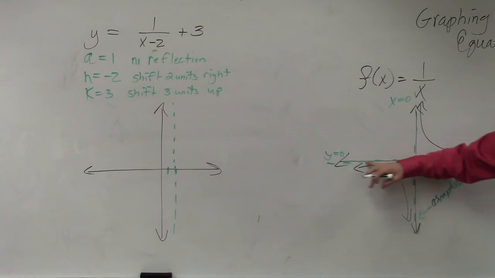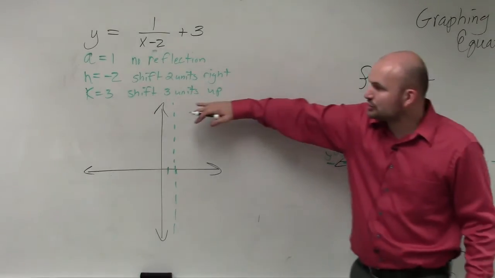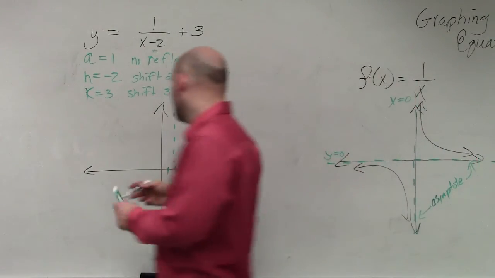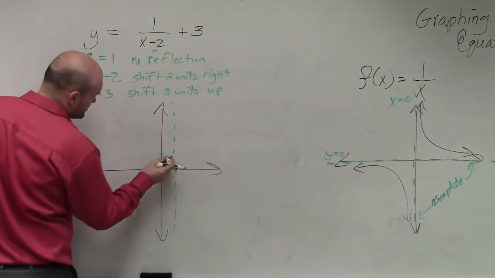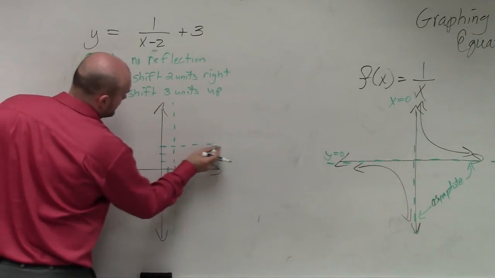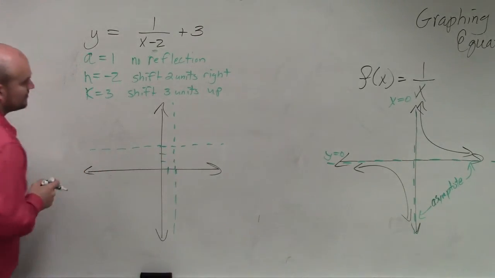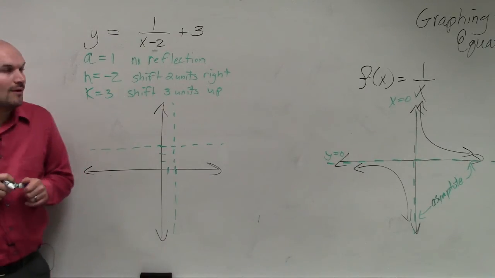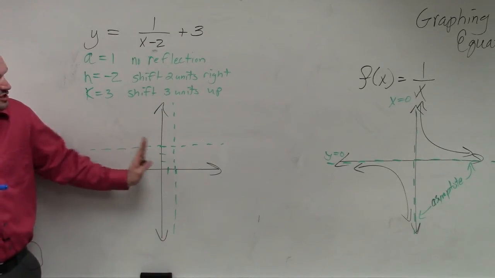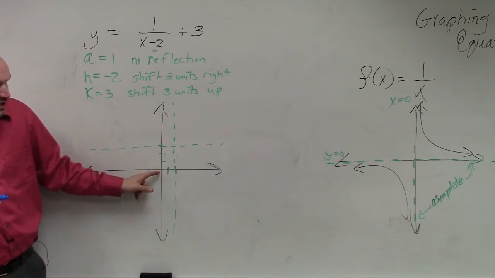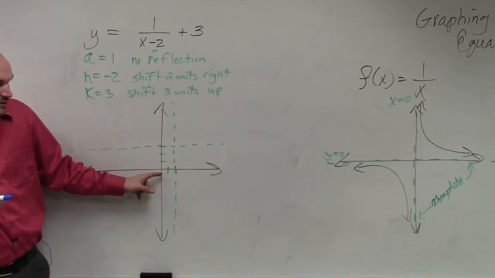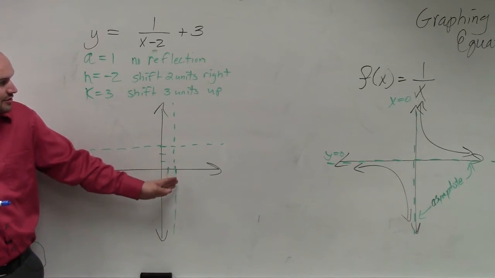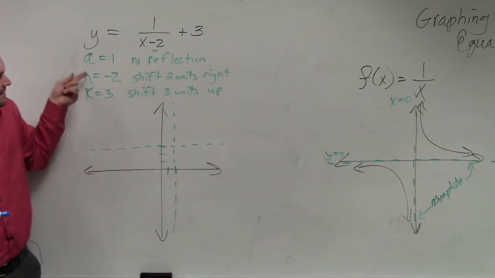Now I'm going to take my horizontal asymptote, and I'm going to shift that 3 units up. So I go up 3 units. 1, 2, 3. And there. Now all I have done, guys, is I have shifted the asymptotes originally at x = 0 and y = 0. And I've shifted them 2 units to the right and 3 units up, based on my values of h and k.